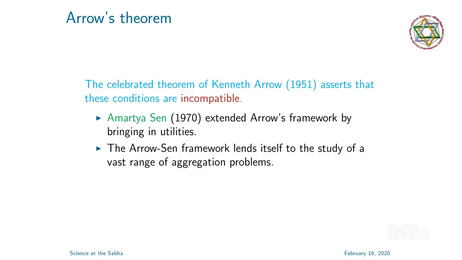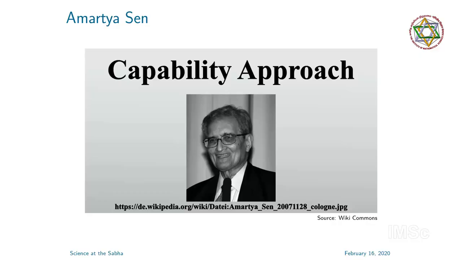And Amartya Sen extended this framework by bringing in utilities. In fact, he generalized it and cleaned it up in a very nice fashion. The Arrow-Sen framework now lends itself to the study of many kinds of aggregation problems where you have some things given for individuals and I want to derive something for society. But all this, there is some logic going on, and that's what I'm really interested in. Here is Amartya Sen, of the capability approach. These are all Nobel laureates in economics for talking about these things.